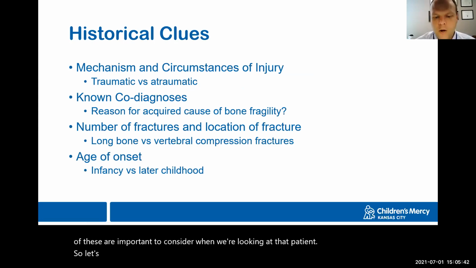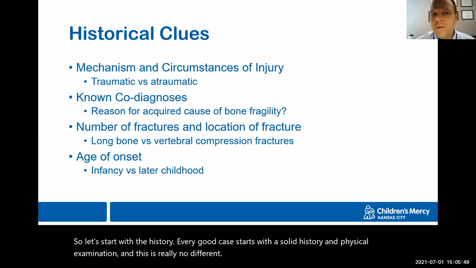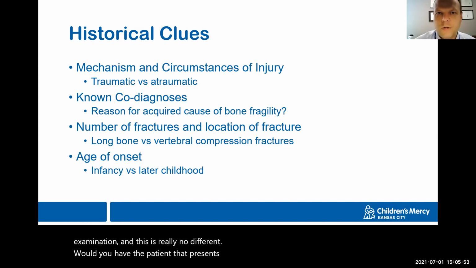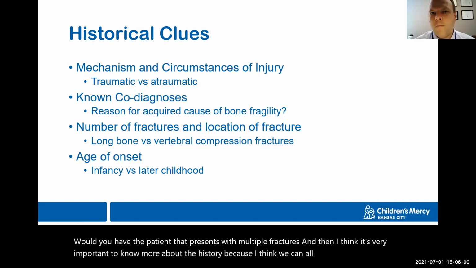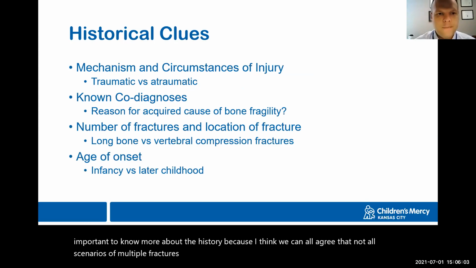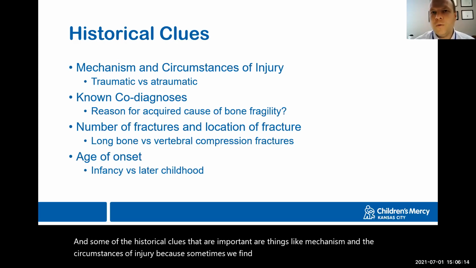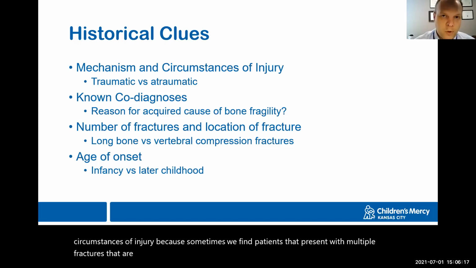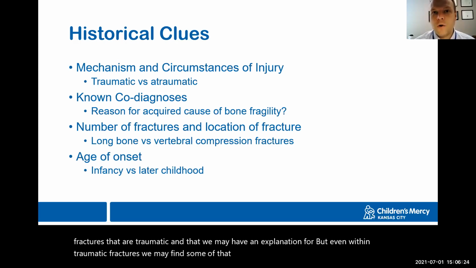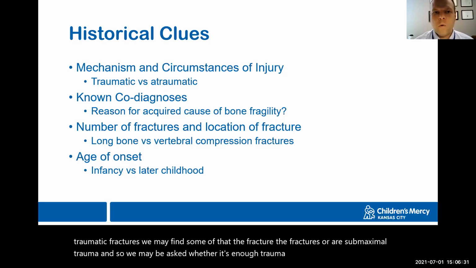So let's start with the history. Every good case starts with a solid history and physical examination, and this is really no different. When you have the patient that presents with multiple fractures, it's very important to know more about the history, because I think we can all agree that not all scenarios of multiple fractures are created equally. Some of the historical clues that are important are things like mechanism and the circumstances of injury, because sometimes we find patients that present with multiple fractures that are traumatic and that we may have an explanation for. But even within traumatic fractures, we may find that some of the fractures are submaximal trauma, and so we may be asked whether it's enough trauma to make sense for a certain circumstance.